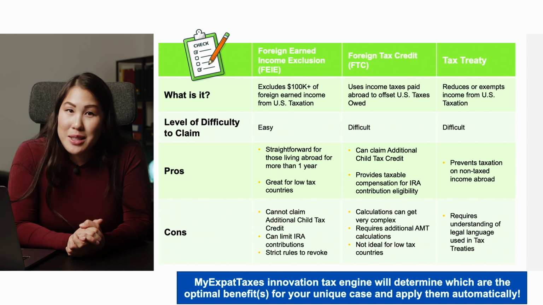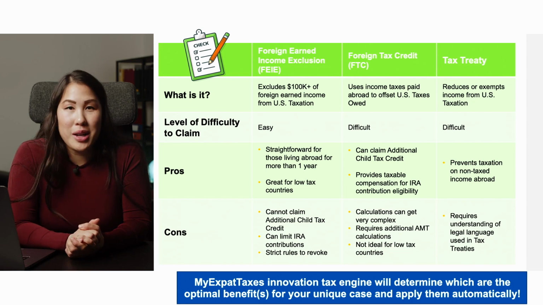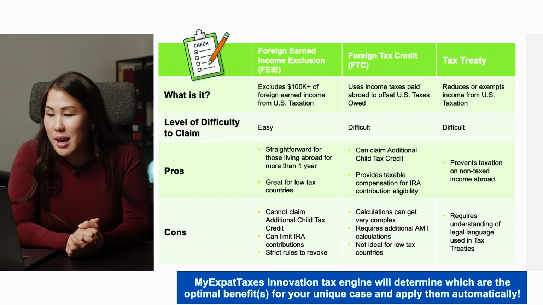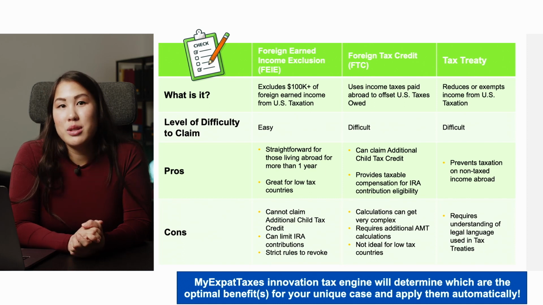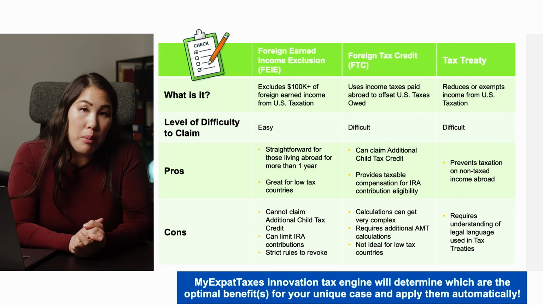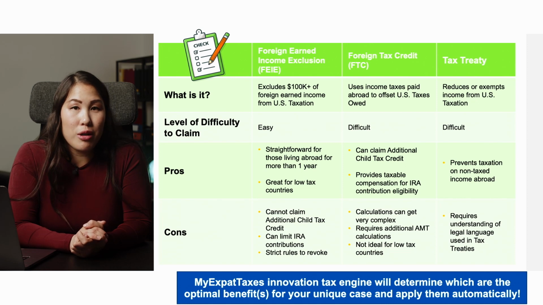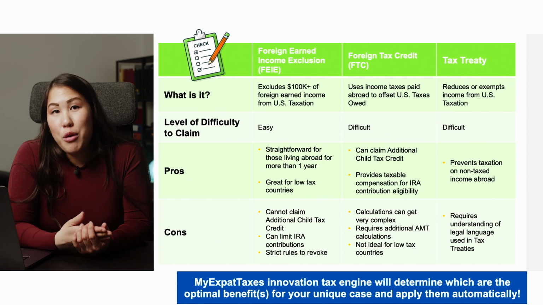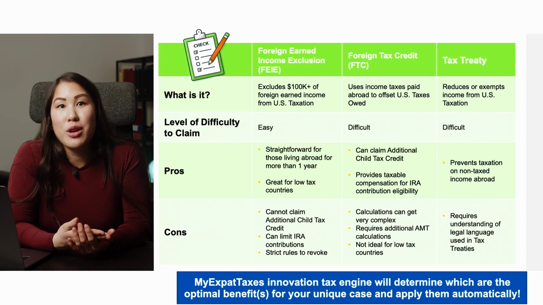Basically, if you use MyExpatTaxes, we do all the math for you. We make sure everything's in the right bucket and all the right forms are included. If you do it yourself, I hope you're very savvy at Excel, because it's definitely a giant Excel exercise. But the pros are that you can claim the additional child tax credit. You have enough taxable compensation to help make you eligible to contribute to IRAs, assuming you're eligible in other ways. And you get a carryover of any unused tax credits for the next 10 years.